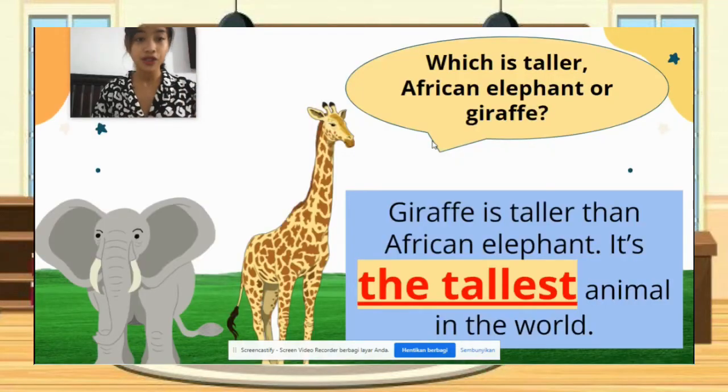I'm gonna ask you something. Which is taller, African elephant or giraffe? Correct. Giraffe is taller than African elephant. It's the tallest animal in the world.